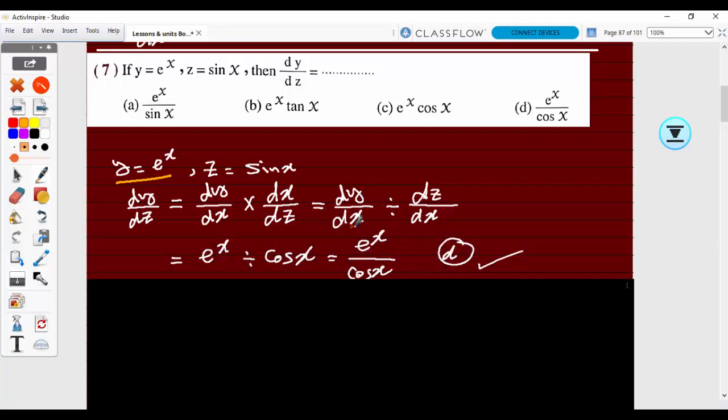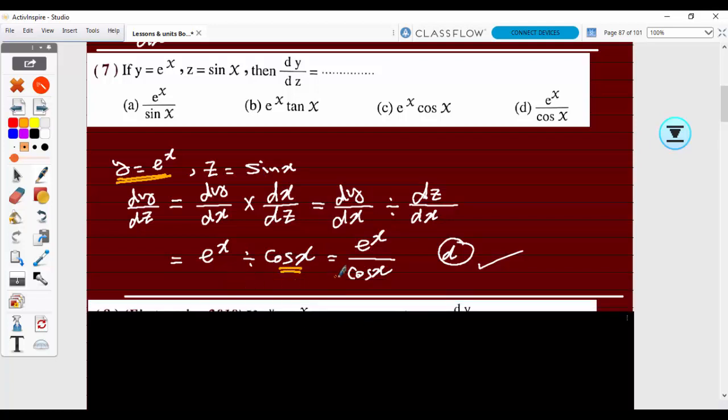So dy dx equals e power x, since y equals e power x. And also since z equals sine x, so dz dx equals cosine x. And the result will be e power x divide cosine x, and the result will be letter D.